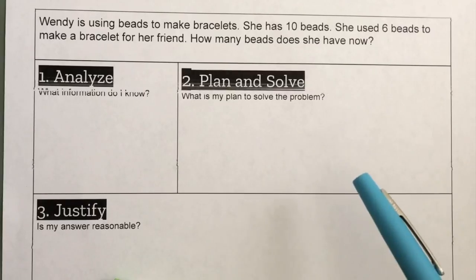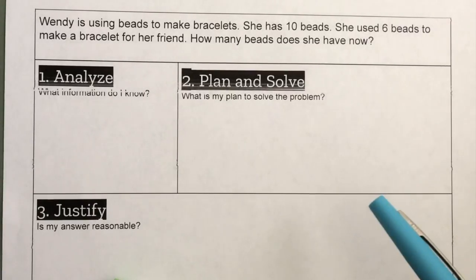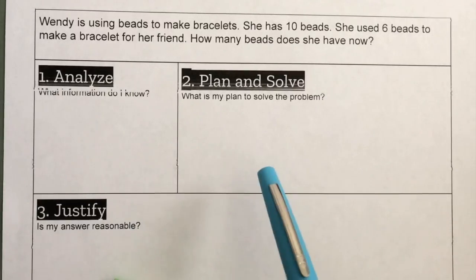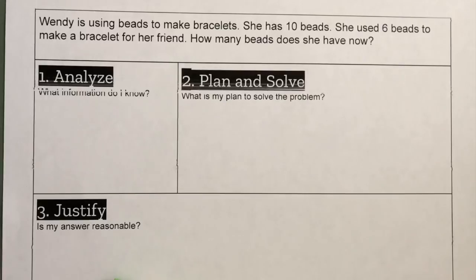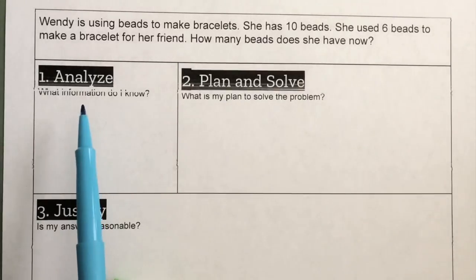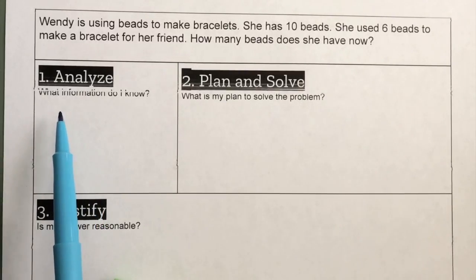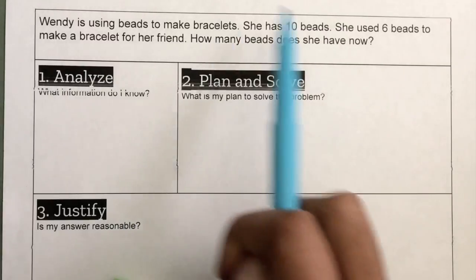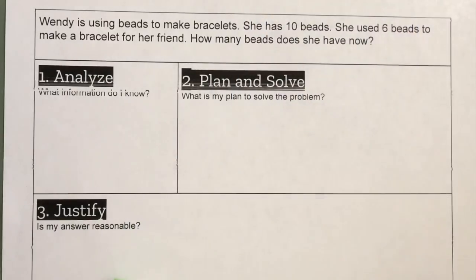So I know what you're thinking, wow, you chose a really hard problem for us to solve. But in all seriousness, I did choose an easier one just to walk you through the process of solving a problem using the problem-solving model. So the first step that we're going to do is analyze, and I have the question here. What information do I know? So without inferencing or putting your own thoughts on the problem, what do you know from it?